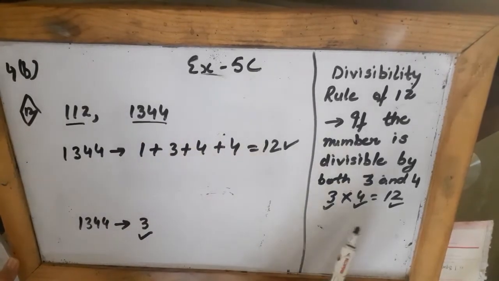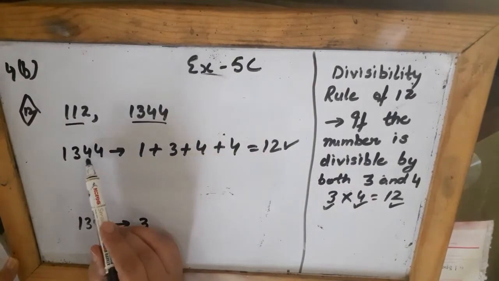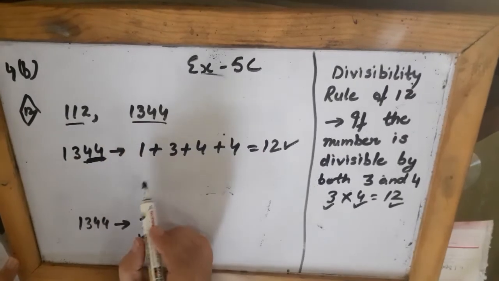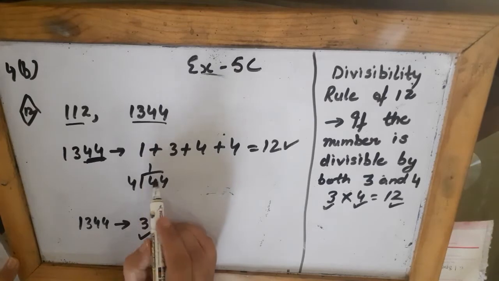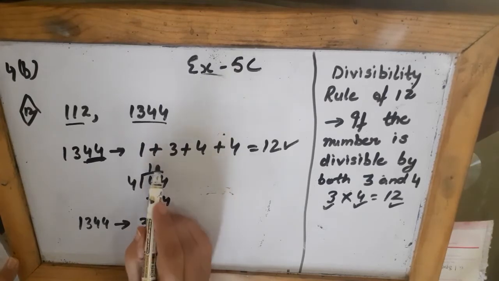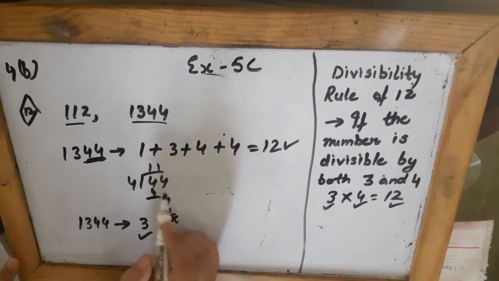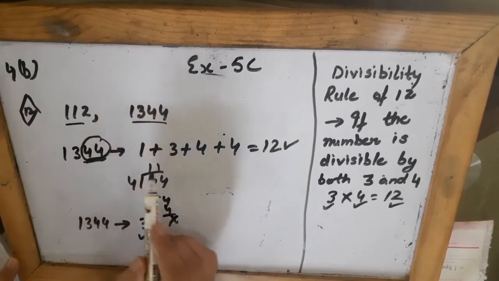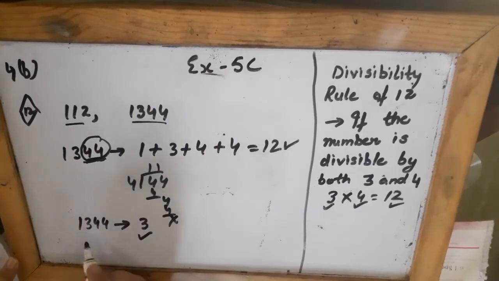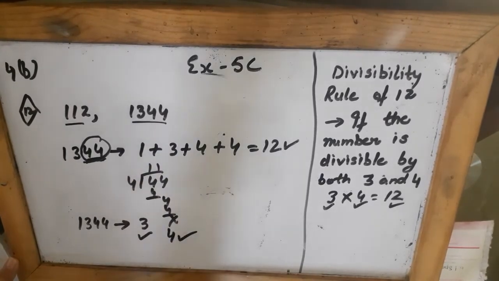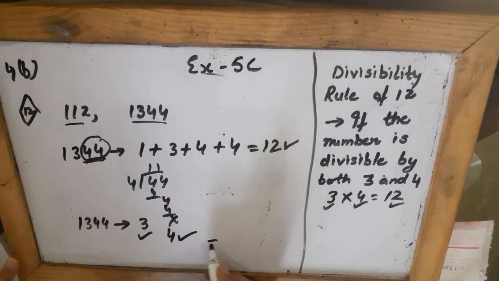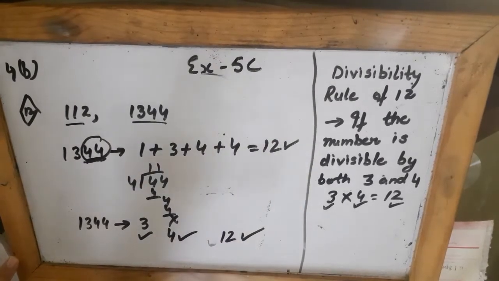Okay, now for 4. What is the divisibility test of 4? I have to check the last two digits. If they are divisible by 4, 4 ones are 4 and 4 ones are 4. So yes, these last two digits are divisible by 4. So 1344 is divisible by 4 also. So it means that this number will be divisible by 12 also.